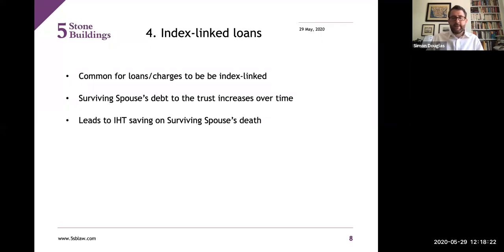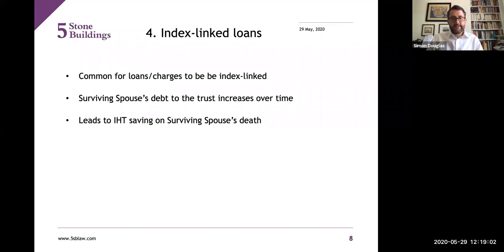The idea here is that when the surviving spouse enters into a loan with the trustees or accepts property subject to a charge, that loan or the charge will be linked to an index, often the retail price index. And that will mean that the loan or the charge will increase in value over time, provided that the index continues to increase. And the reason why this is common practice is really to protect the trust from the effects of inflation. The value of the trust won't be stagnant, it will increase over time in line with inflation.